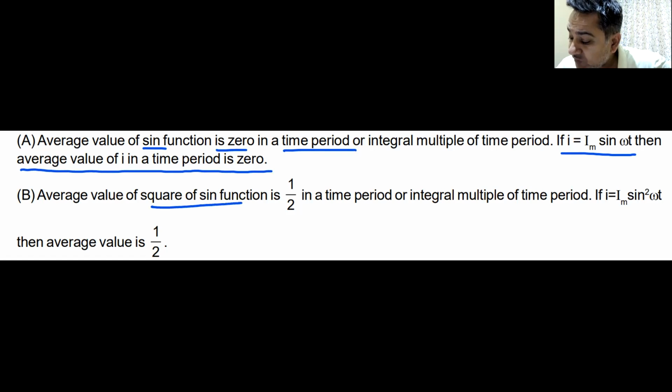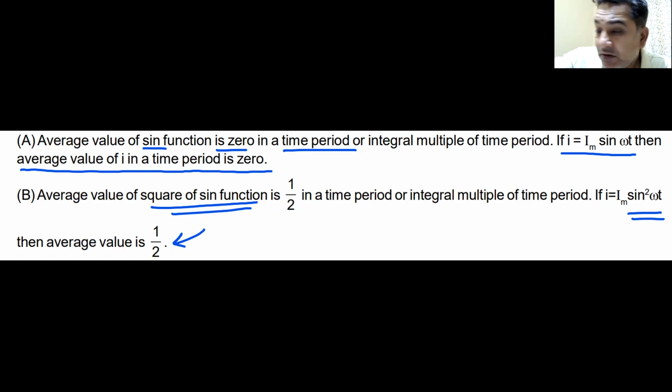But if you have the square of the sine function, sine squared or cos squared, the average value of that thing is half. So if I find the average of squared function over time, the value will be half. Do we understand this? The average value will be half. You'll have to remember this because there could be a question where they ask you this.